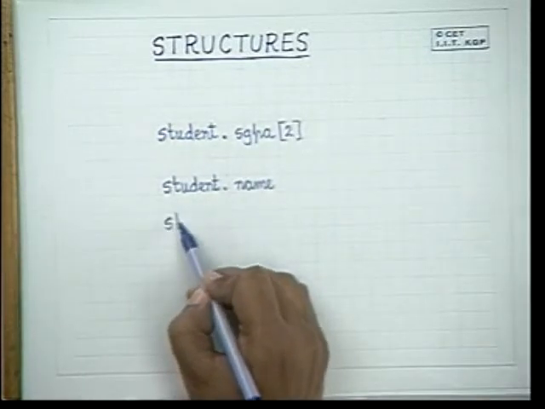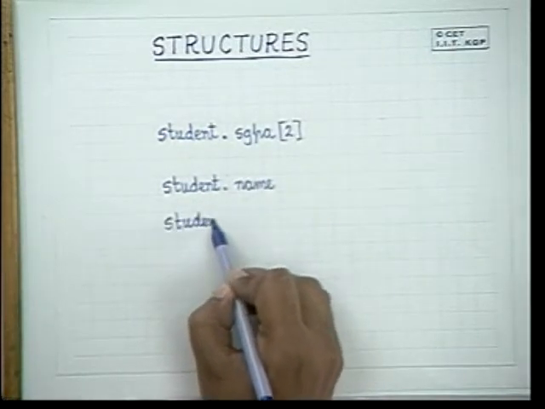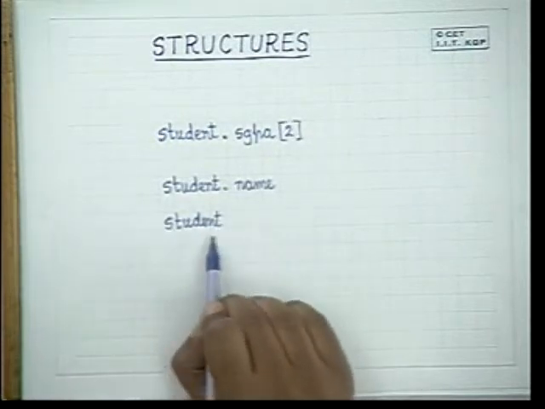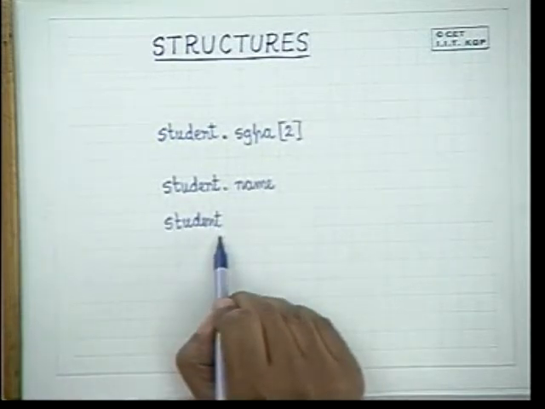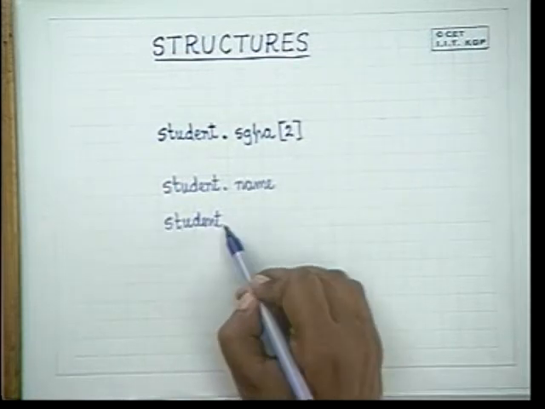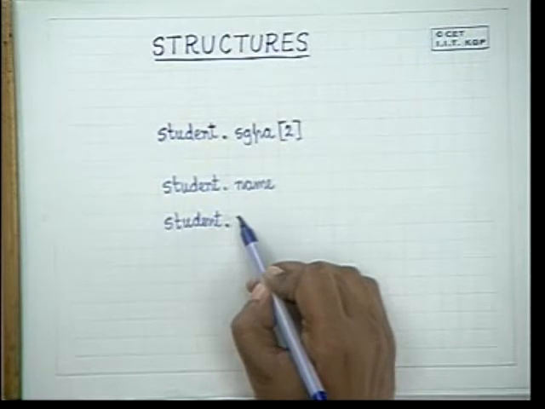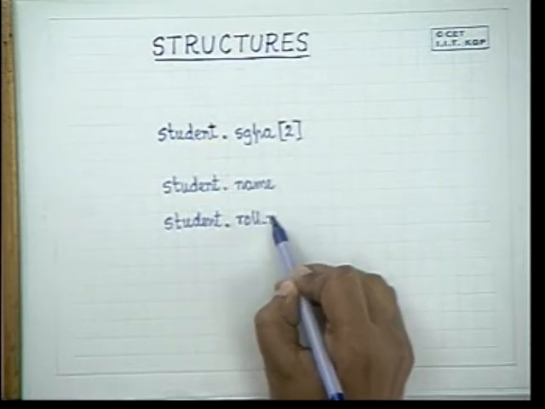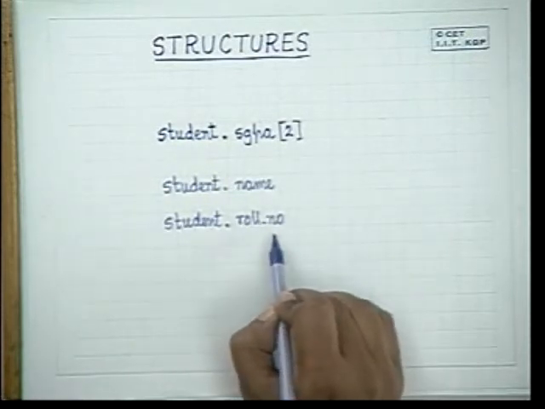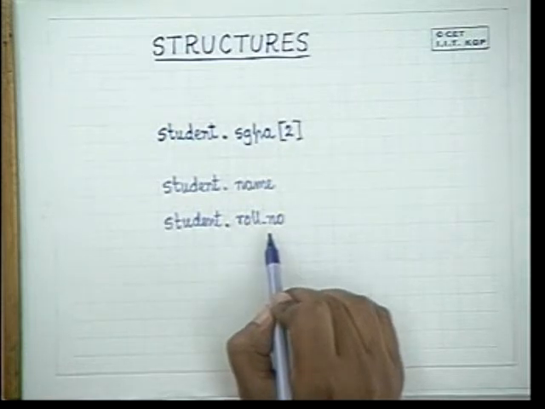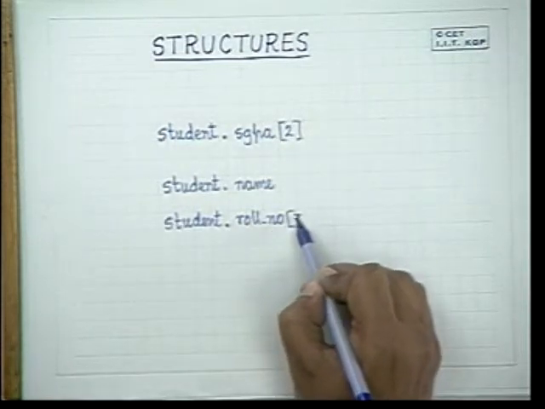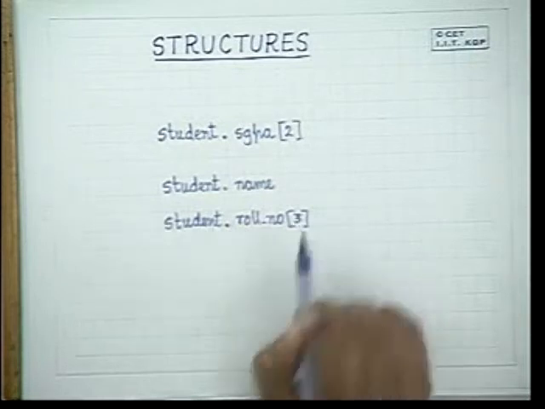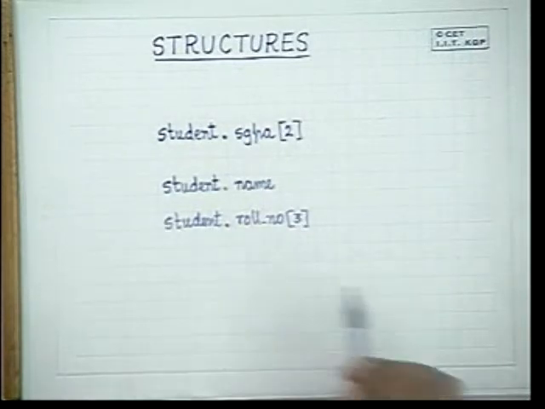Similarly, student, what is student? It is a pointer to the structure. Alright, it is a pointer to the structure. Roll number is a pointer to the character array roll number in the structure, and 3 is the character element there.